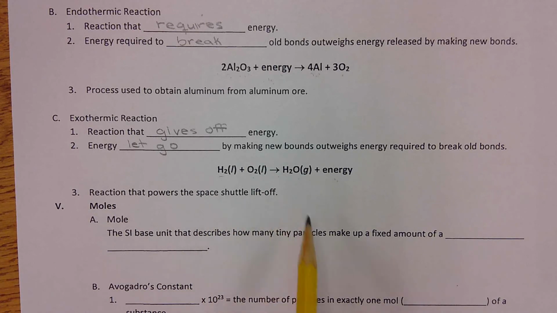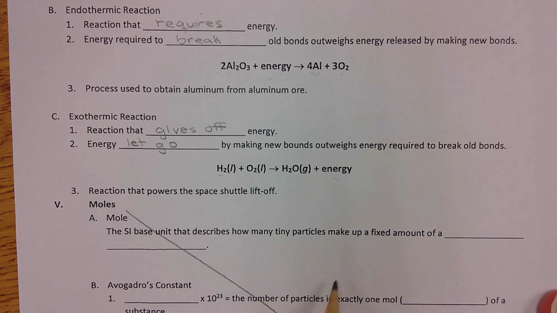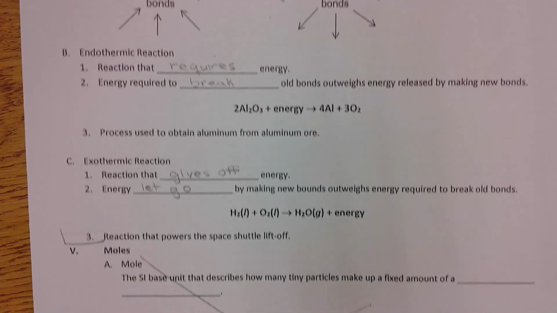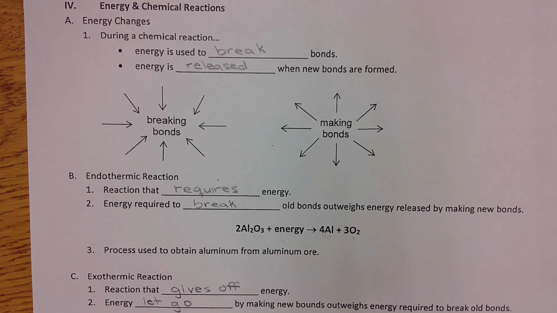This is the reaction that powers the space shuttle, which there's a lot of energy given off there because it's the energy that then the space shuttle uses to fly. Right? The rest of this we're not going to worry about. I just briefly wanted to go over the energy that came from chemical reactions.